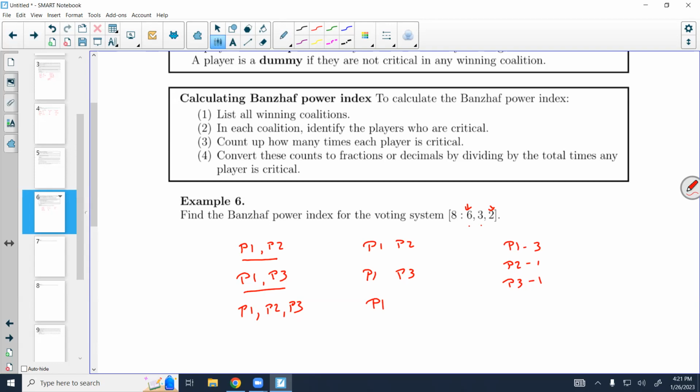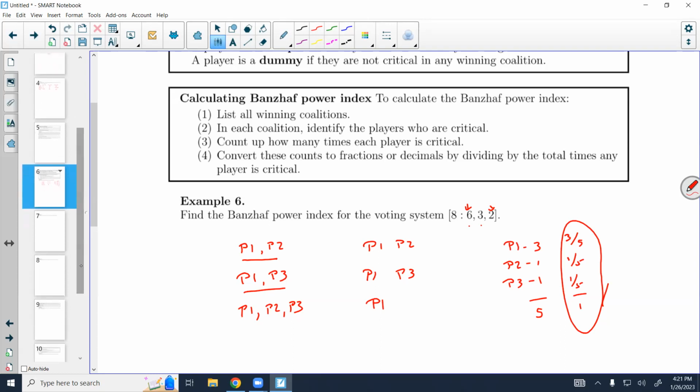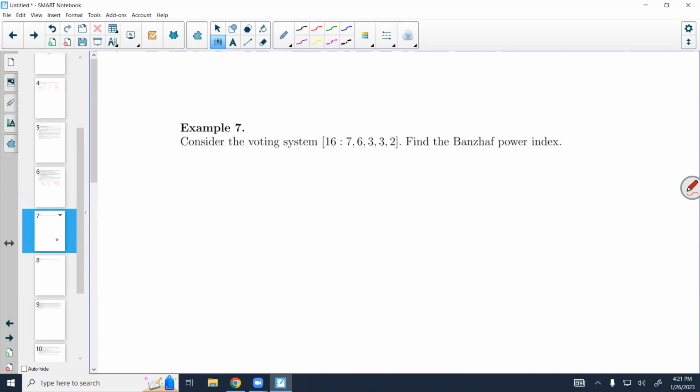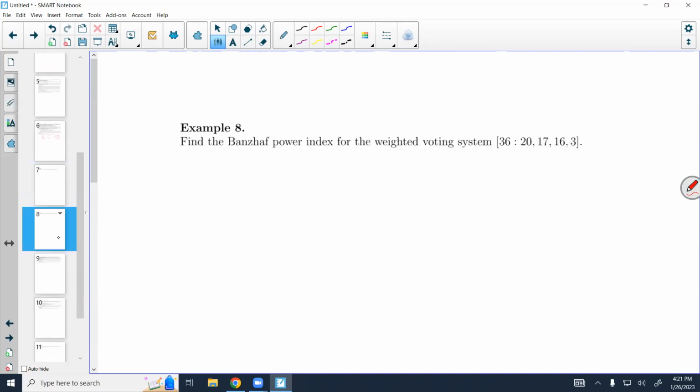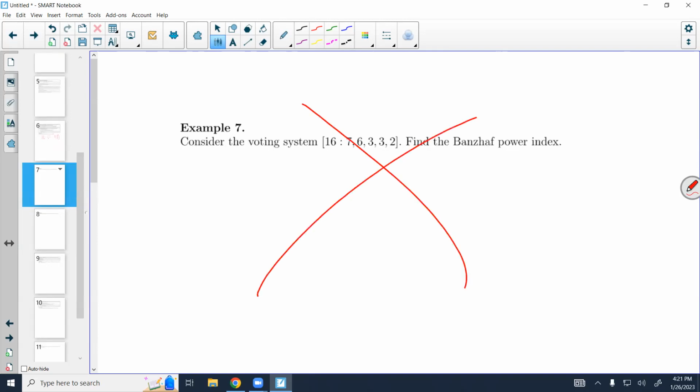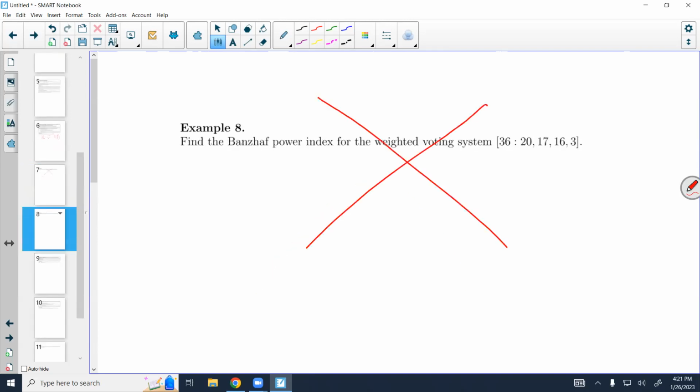Convert these counts to fractions or decimals by dividing by the total times any player is critical, which is 3 plus 1 plus 1, 5. So this would be 3/5, 1/5, and 1/5, and it should add up to 1. That is our power index. The interesting thing about this is it never tells us what it means. This shows us a way to do it. The other interesting thing about this is it's not on a test.